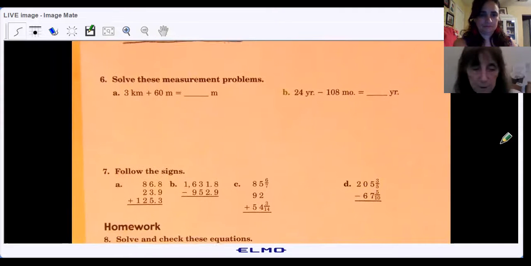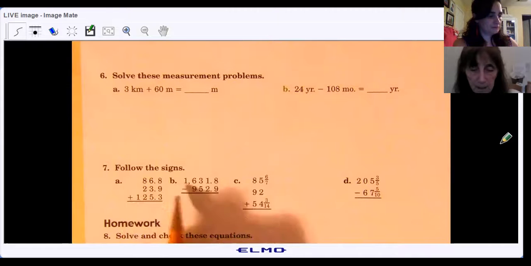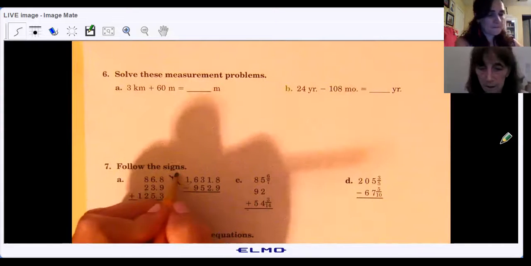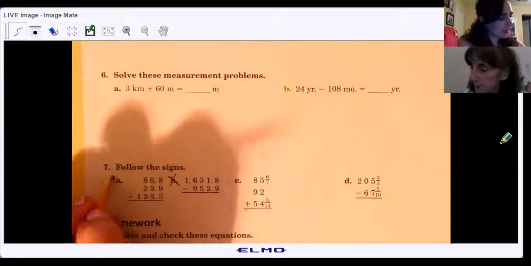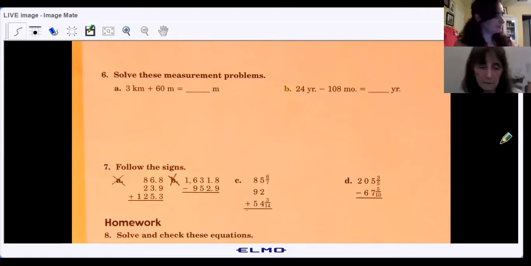Number 7, follow the signs. And we don't have to do B. Cross B out. We're not going to do B. Oh, we'll do A and B. We don't have to do A and B. A and B you don't have to do. Nice. All right. C and D, though, you do.